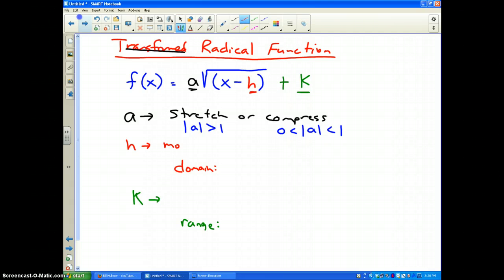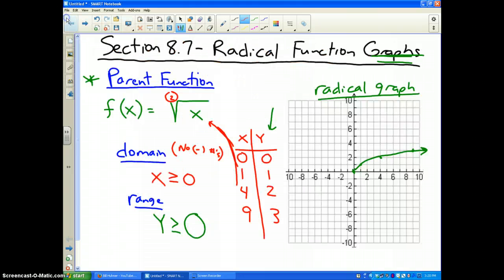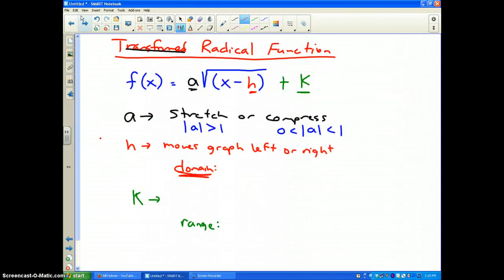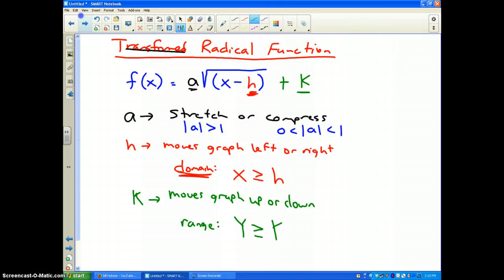H, again, moves the graph left or right. However, also, we're going to talk about the domain. Now, on the prior slide, the domain is x is greater than or equal to 0. Now, when you have a transformed function, the domain will be this h value. So the domain will be x is greater than or equal to whatever h is. Beautiful. K moves the graph up or down, and therefore our range works the same way. Our range will be y is greater than or equal to whatever k is.